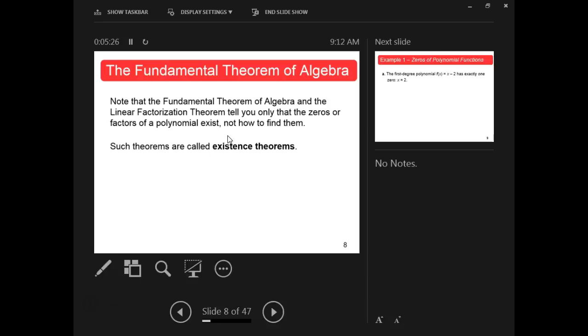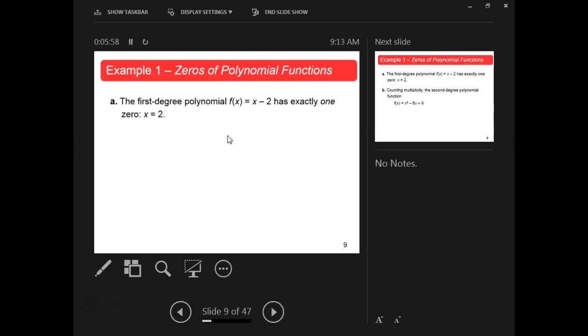Note that the fundamental theorem of algebra and the linear factorization theorem tell you only that the zeros or factors of polynomials exist. It doesn't tell you how to find them. It just said, yeah, they're out there. Now you go find them. Such theorems are called existence theorems, and they're usually pretty hard to prove, because you don't actually find the things, you just have to prove they do exist. They're simple to state sometimes, but pretty hard to prove.